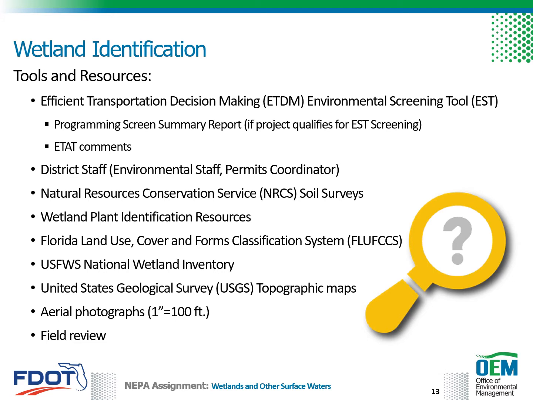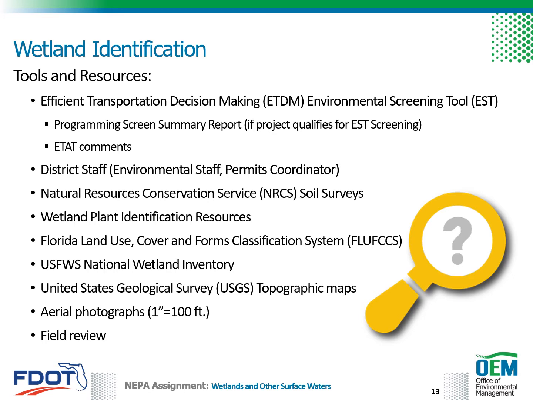At the beginning of the Project Development and Environment, or PD&E, process, it is important to contact the commenting agencies to confirm the recommendations made during the EST screening events and to ensure wetland issues are addressed. Available site-specific data should be collected and reviewed, such as, but not limited to, Natural Resources Conservation Service soil surveys, wetland plant identification resources, FDOT Florida Land Use Cover Classification System, called FLUCCS, U.S. Fish and Wildlife Service's National Wetlands Inventory, United States Geological Survey topographic maps, and aerial photographs.